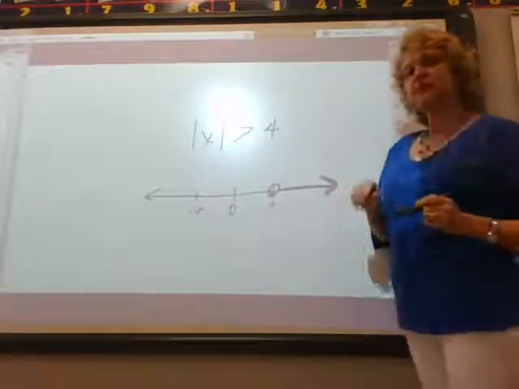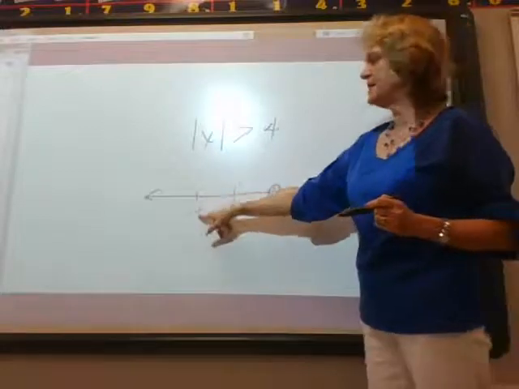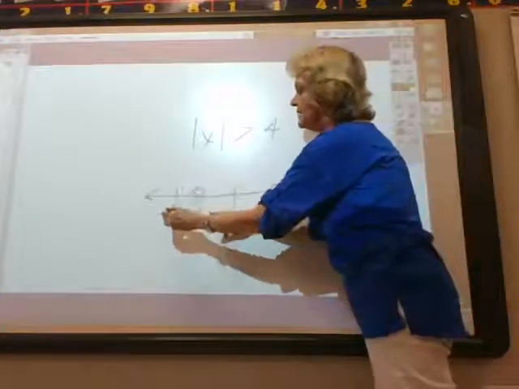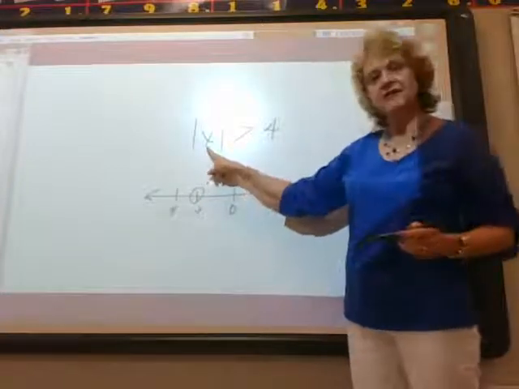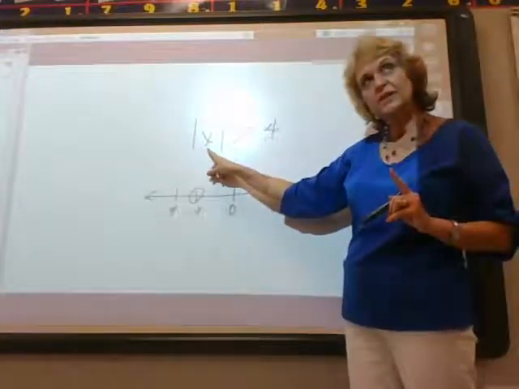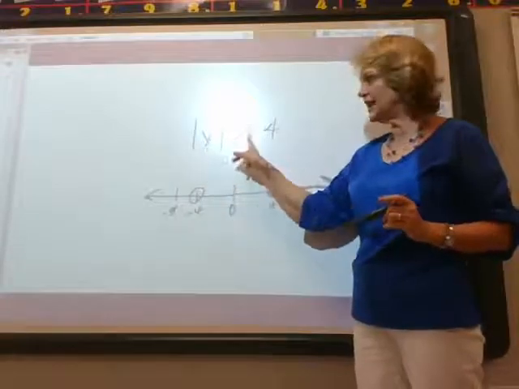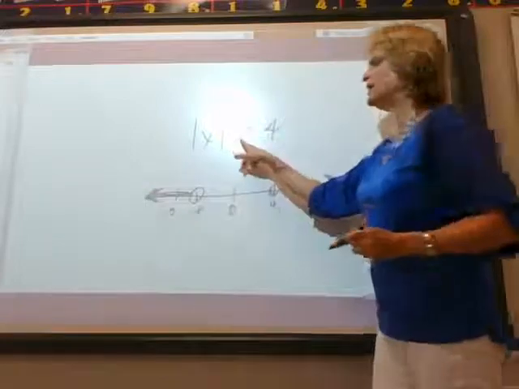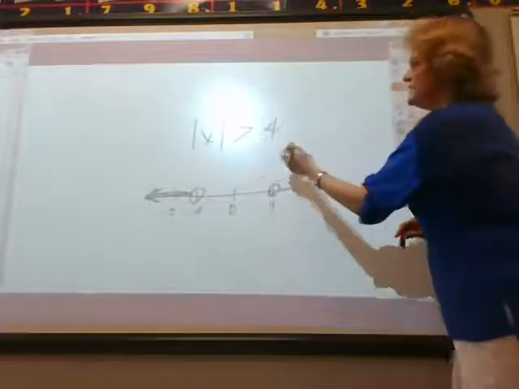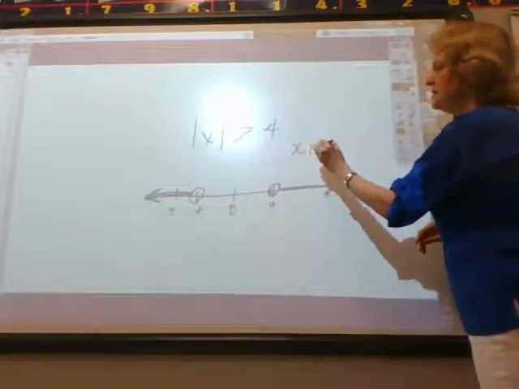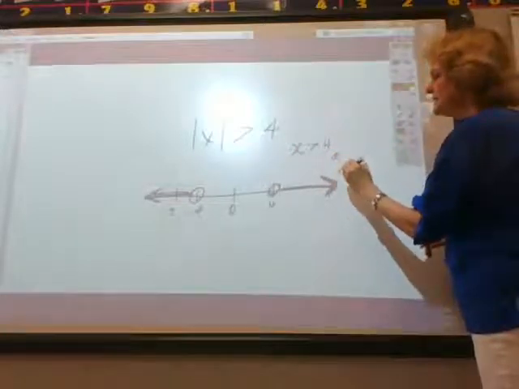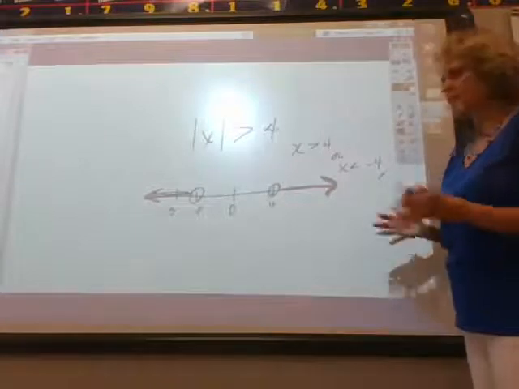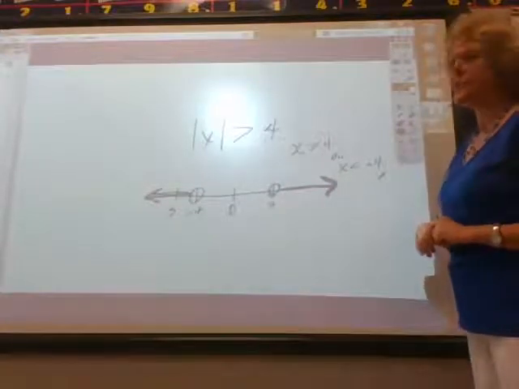So then let's also think about the negative side. Negative 4 would not work, but it is our starting point. Negative 5 would work. If I plugged in negative 5, the absolute value of negative 5 is 5. That's greater than 4. So do you see what happens? With greater than, I'm going to have disjunctions. I'm going to have x is greater than 4 or x is less than negative 4. And it works that way with every single inequality.